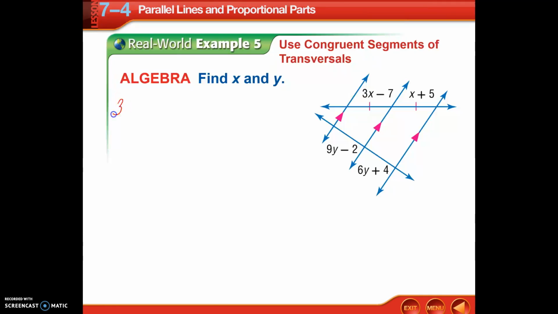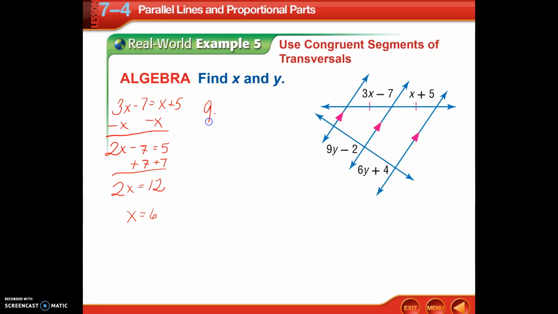So 3x minus 7 equals x plus 5. Subtract our x. 2x minus 7 equals 5, and then add 7. 2x equals 12, x equals 6.